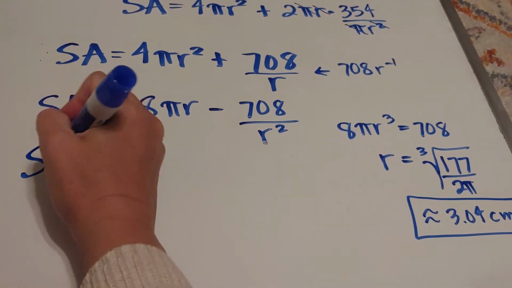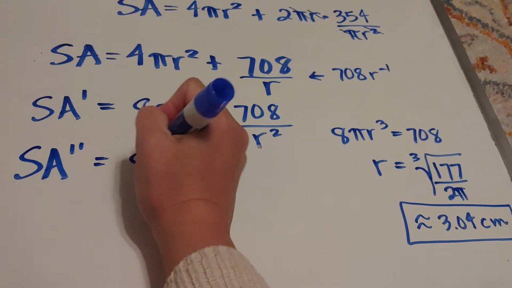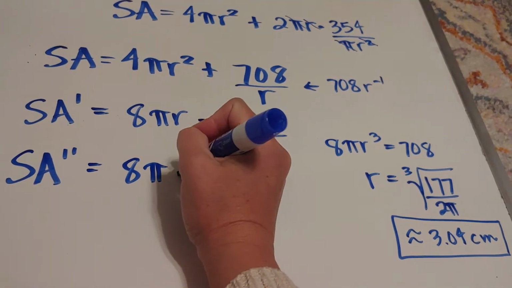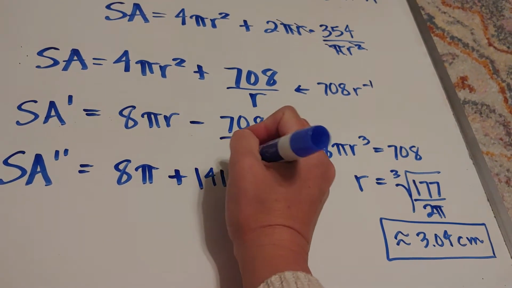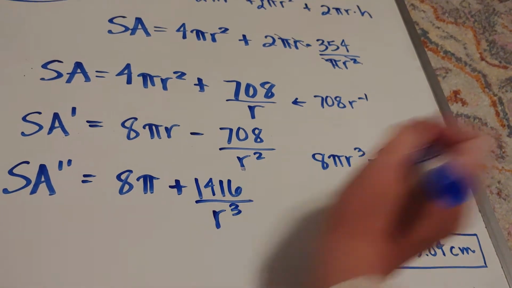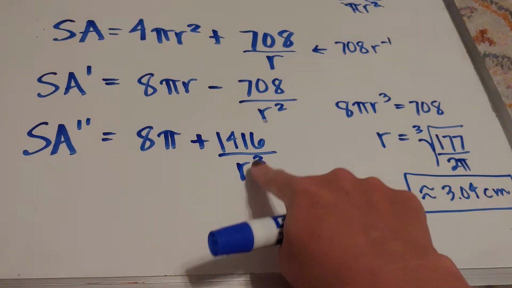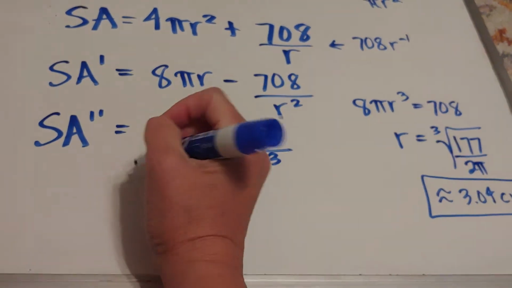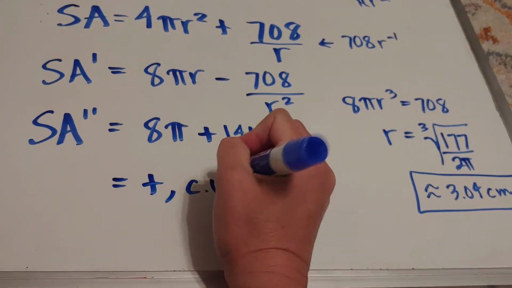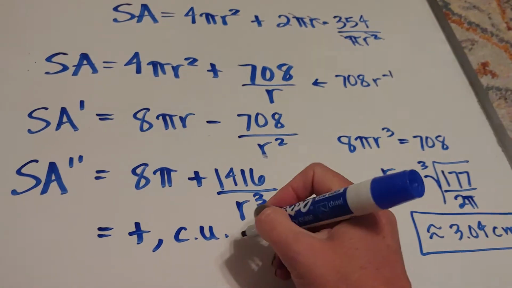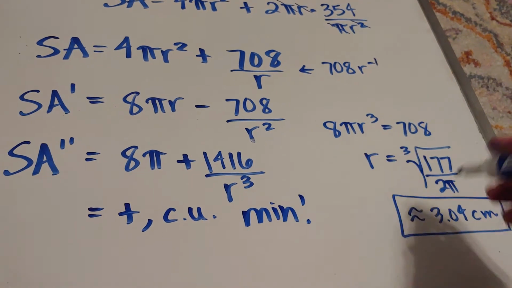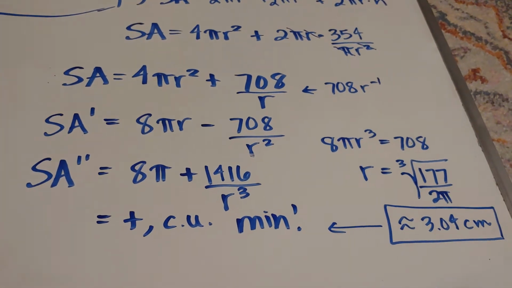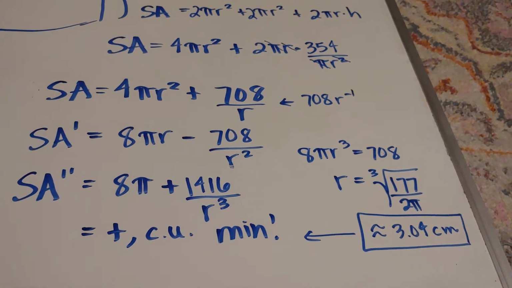I'm going to take the second derivative, and if I do the second derivative, I get 8 pi. Negative 2 times a negative 708 is a positive 1416 r to the negative 3. If I plug this r in here, I get a positive number plus a positive number. So that means it's positive, it's concave up. And if you're concave up, that means that you've got a min. So this is just my way to make sure that I got the type of extrema I wanted. Because I'm looking for a minimum, and if this gives a max, then I screwed up somewhere.